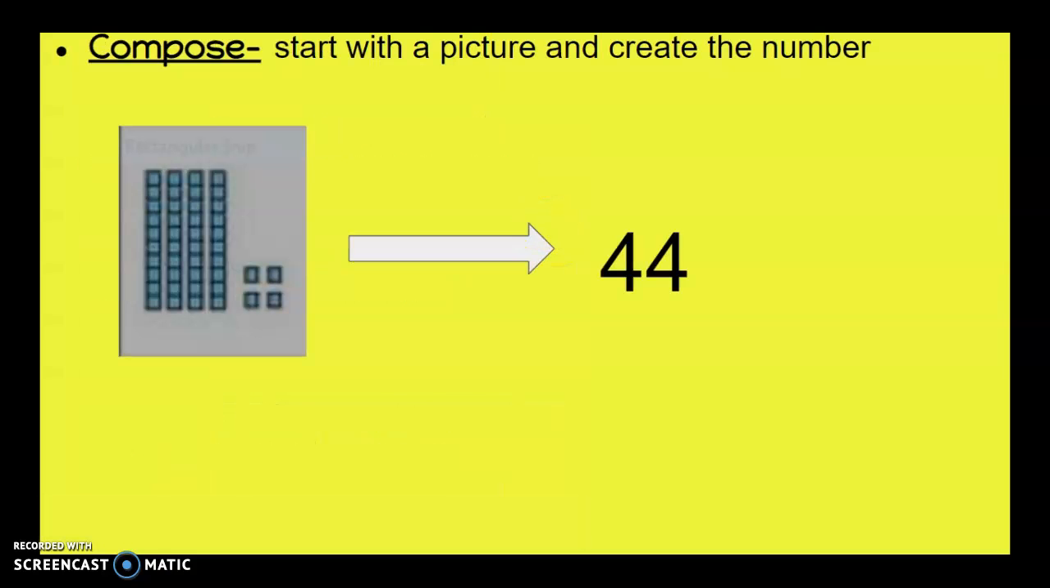So the first word we need to learn today is compose. Say the word compose. Compose means to start with a picture and create the number. So here is my picture. I have 4 10s and 4 1s. So 4 10s and 4 1s makes the number 44.